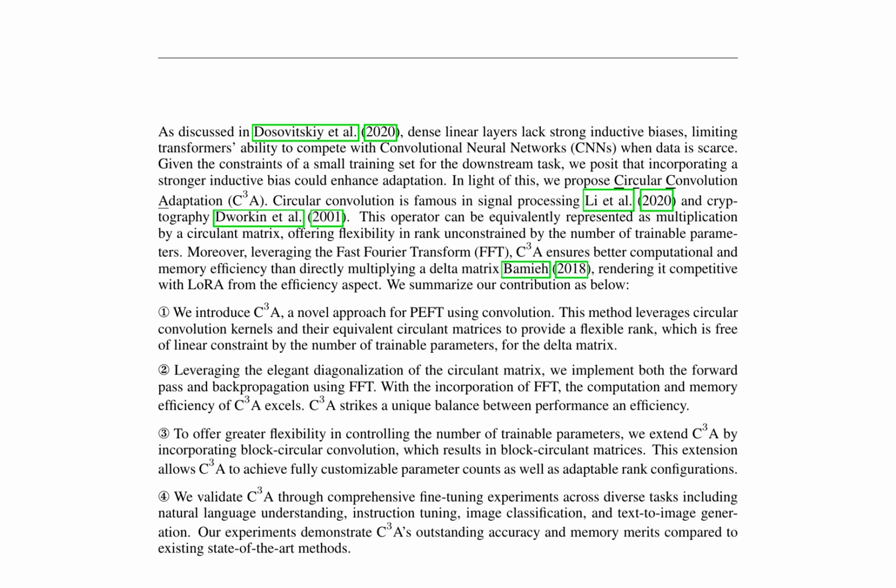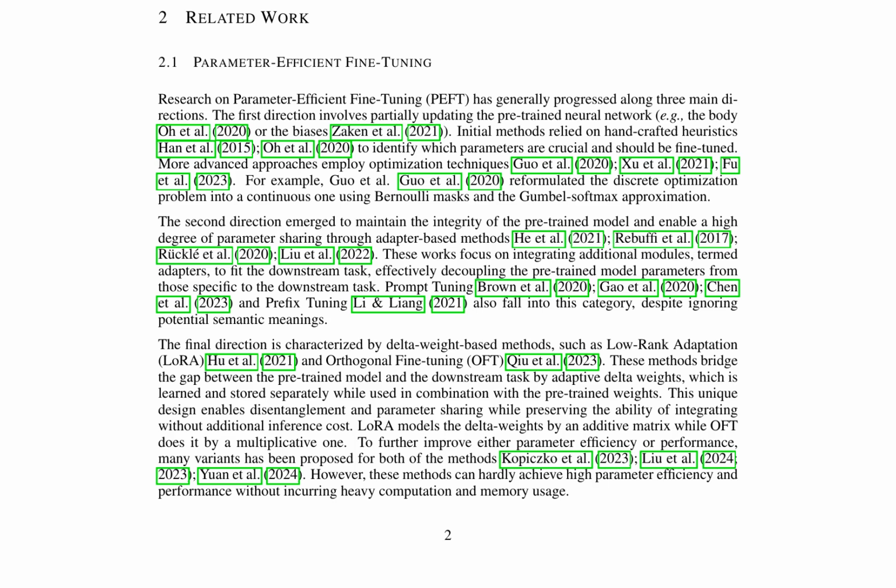An extension of C3A is also presented, incorporating block circular convolution, resulting in block circulant matrices. This extension allows C3A to achieve fully customizable parameter counts and adaptable rank configurations. Comprehensive fine-tuning experiments across diverse tasks, including natural language understanding, instruction tuning, image classification, and text-to-image generation, validate C3A's outstanding accuracy and memory merits compared to existing state-of-the-art methods.